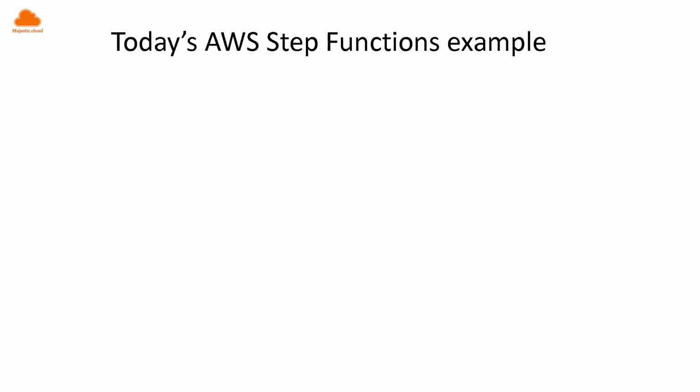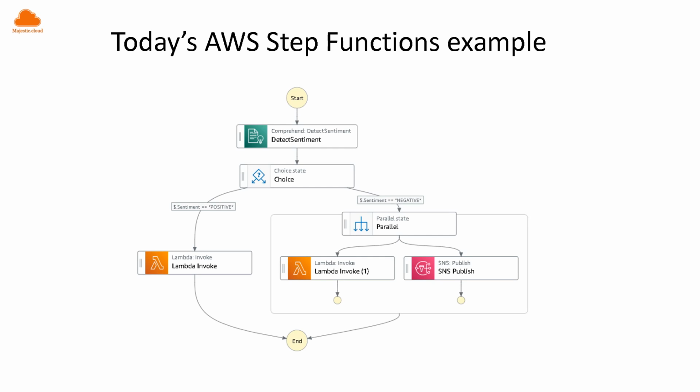But let's see today's Step Functions example. This is something that we are going to build today in the hands-on part of this video. So this will be a state machine that will receive an input in the form of a text. It will detect the sentiment of that text using AWS Comprehend, and then it will have a choice state. In this choice state, it will decide to go down this path, invoking the Lambda function if the sentiment is positive.